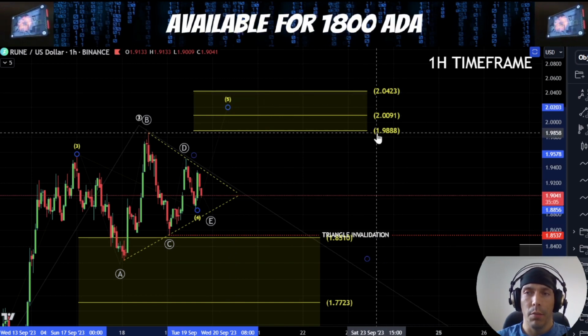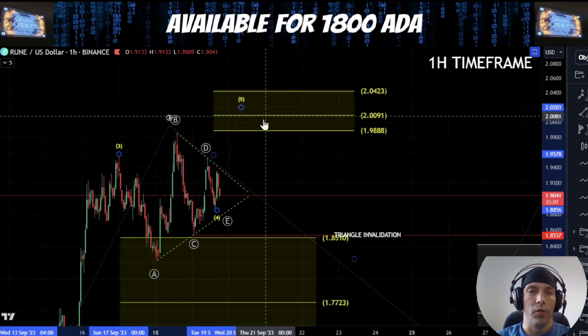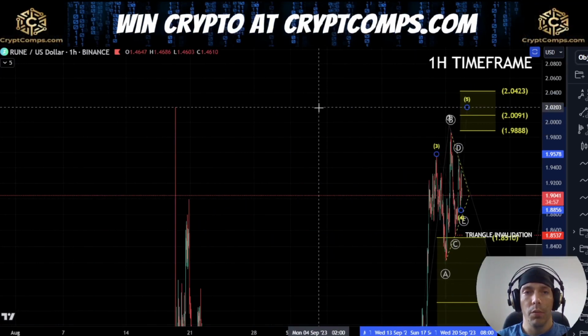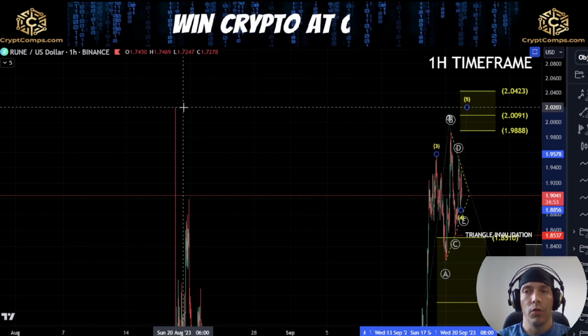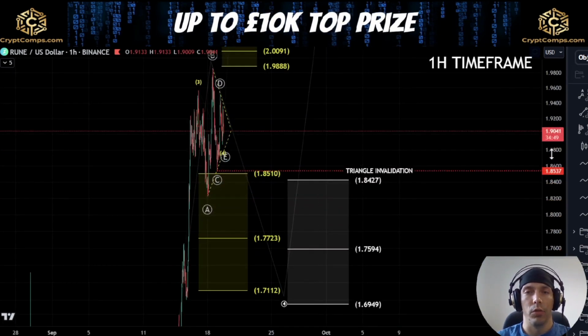We have already come up towards this 198 zone. This $2 area could be quite an interesting zone if we do see another push up here as a psychological level. It would also be looking to potentially interact with this wick that we've got over here, which was towards this $2.02. So going to be keeping an eye on that level as a potential double top there.